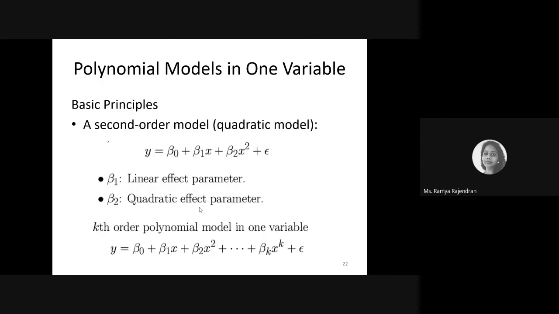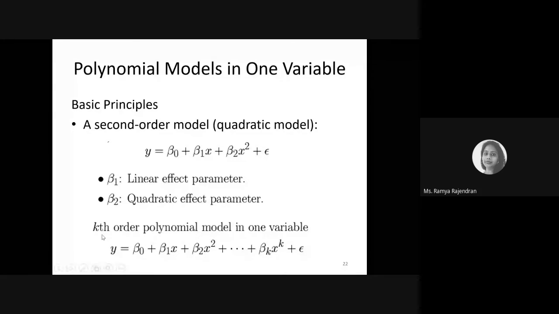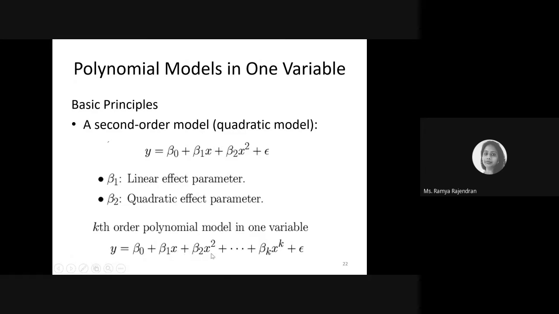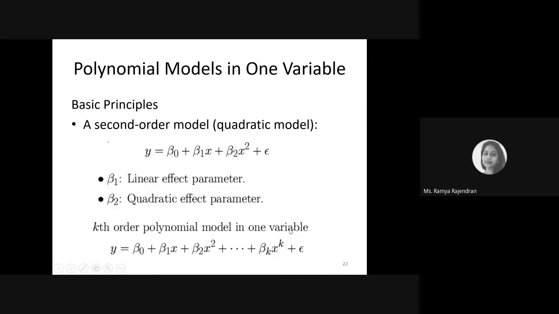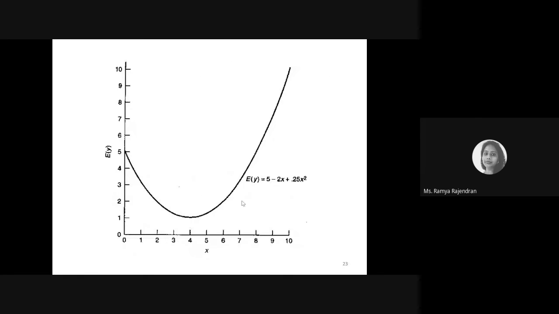So when you have a kth order polynomial model, the formula is beta naught plus beta 1 x plus beta 2 x squared, and if you have a third order, beta 3 x cubed, beta 4 x to the power of 4, until it goes on to beta k x to the power k plus error. So this is how your kth order polynomial model looks for only one independent variable. Okay, the equation looks like this.